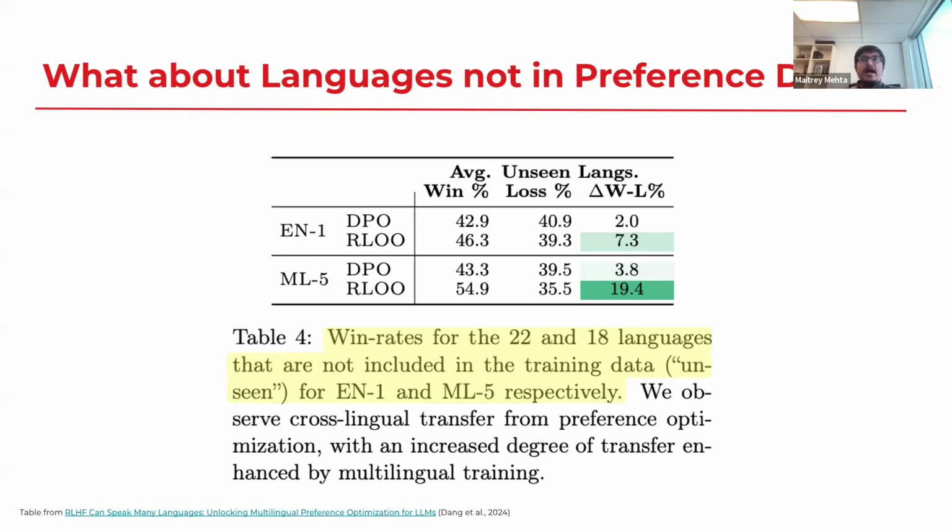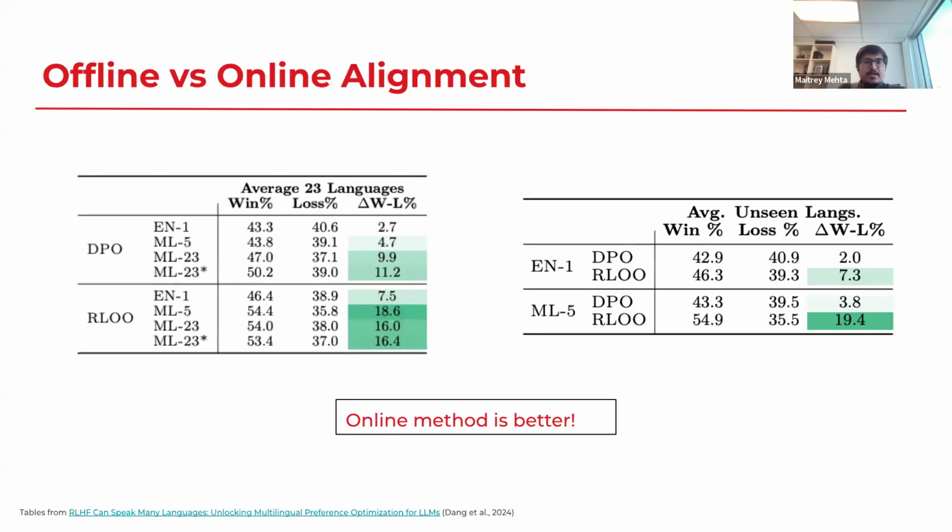And finally, the last question is, which of the strategies is better? Should I use the offline strategy or should I use the online strategy to align a multilingual model? And they found that usually the online method is better. You see the gains are much better in the bottom half of the table as compared to the top half of the table in either case. When the language is seen or when it's unseen, it doesn't matter. Online method is a better method, right?